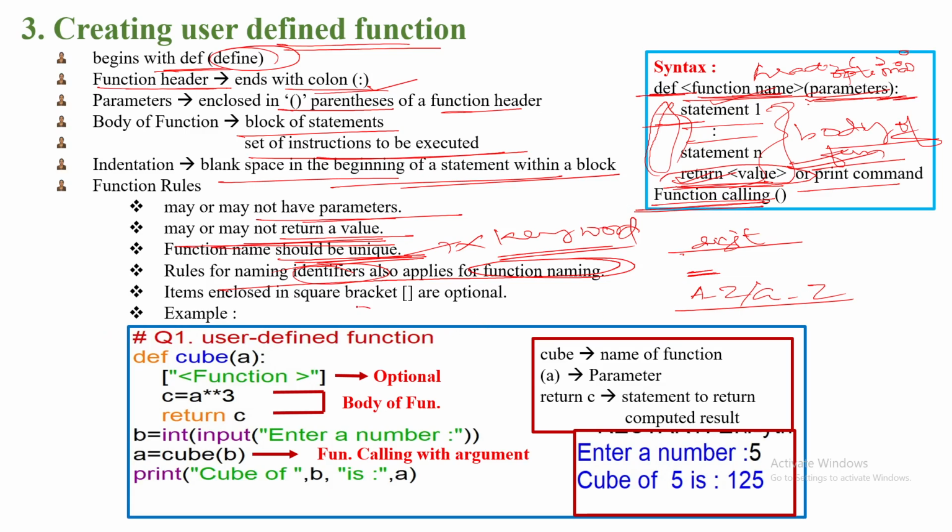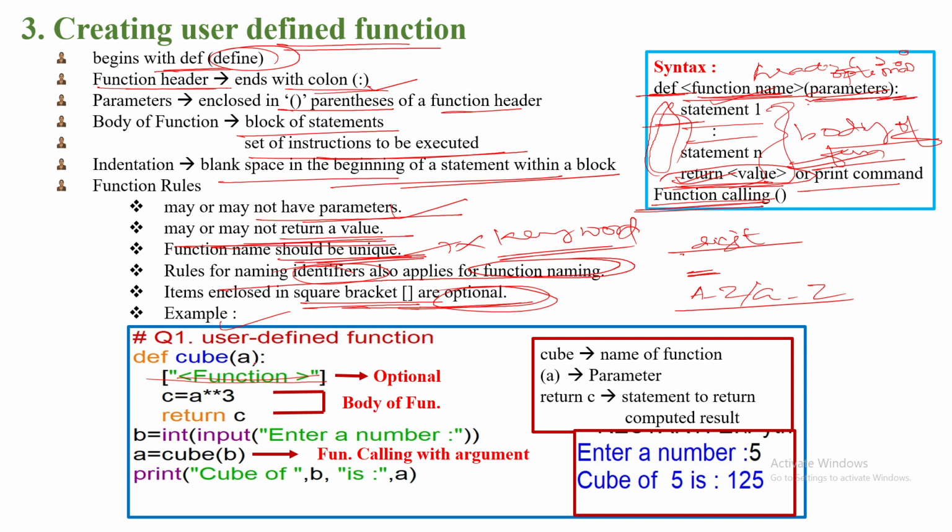Items enclosed in square brackets are optional. See, parameters are also optional, shown in square brackets. Whatever you write in square brackets is fully optional, just like a comment section.